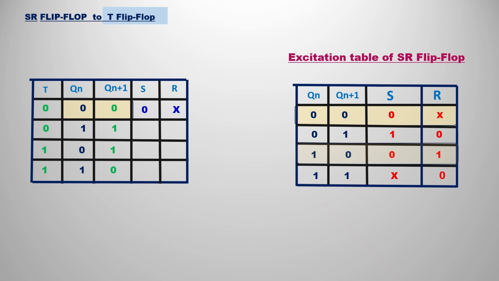The first Q and Qn is 0 0. From the excitation table, that is 0, don't care. So fill S and R as 0, don't care. Similarly, fill all the remaining values. You can also observe this is the same thing that we already did for the JK and D flip flops. So by seeing the excitation table, we are going to fill this T flip flop truth table.